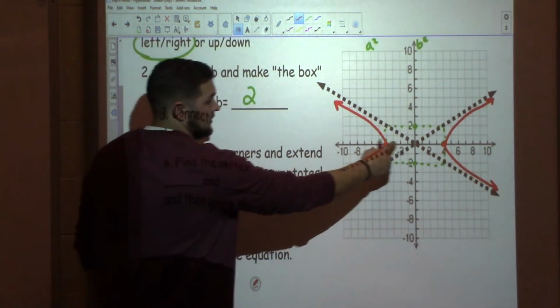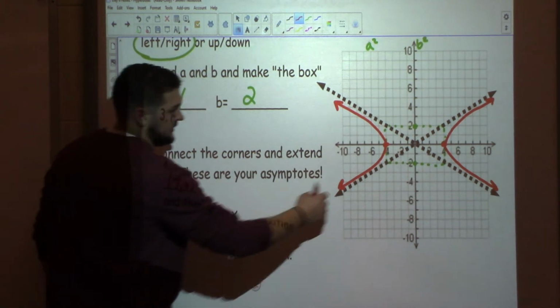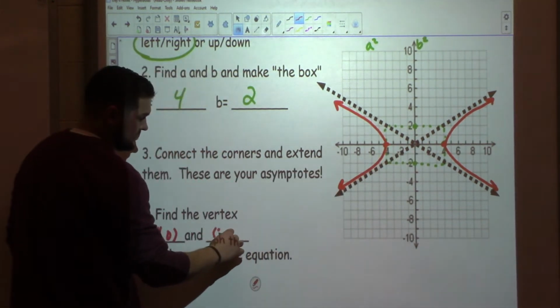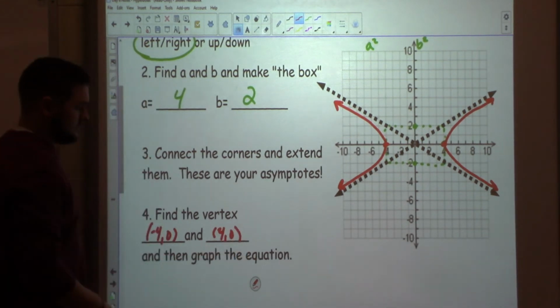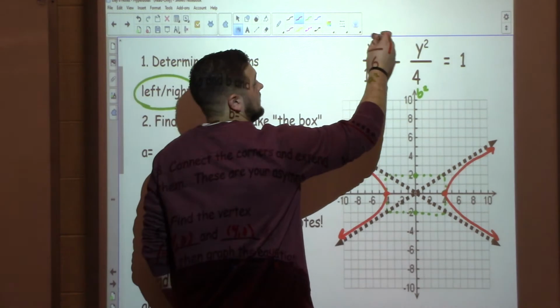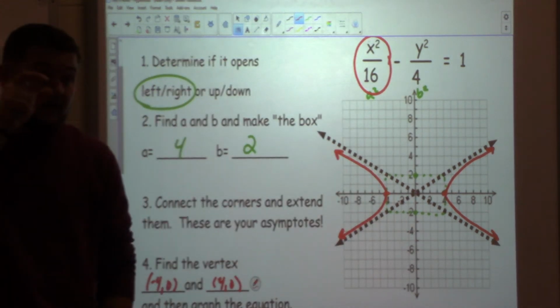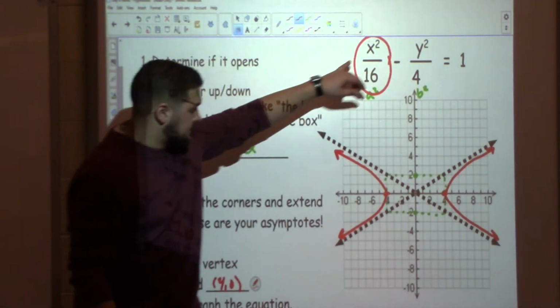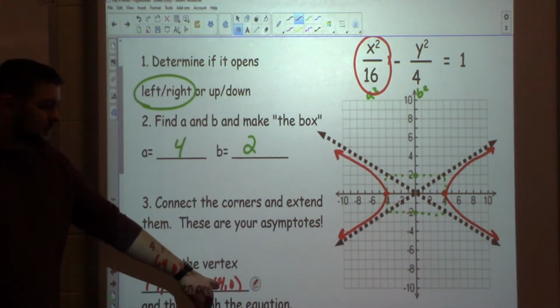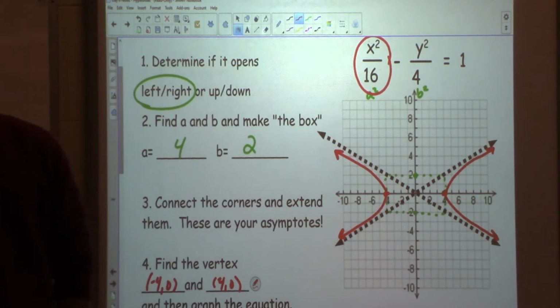Well, -4, 0 and 4, 0. Right? Our vertices will always come from that first term. A was 4, and because it was under x, it's -4, 0 and 4, 0. Okay, does that make sense?